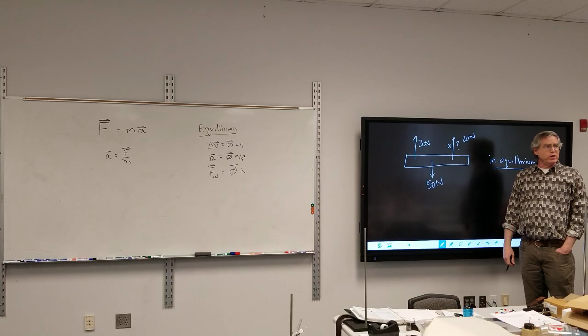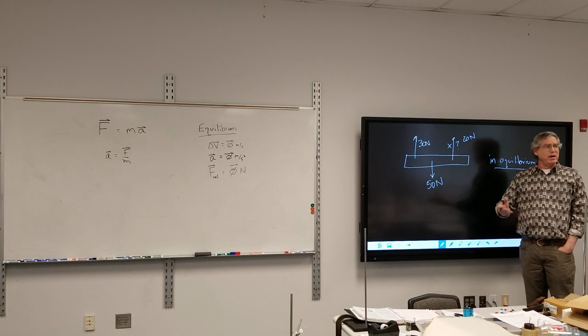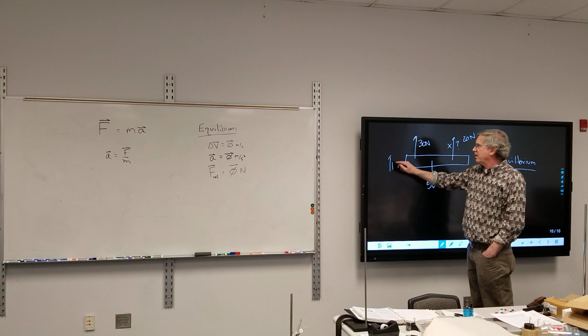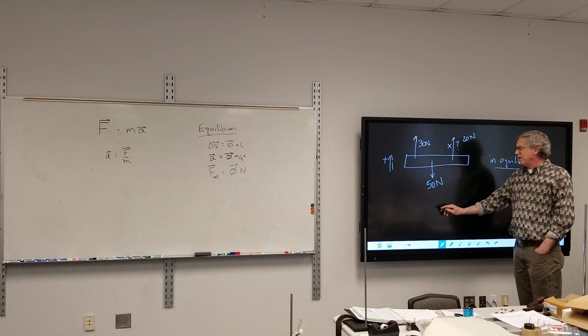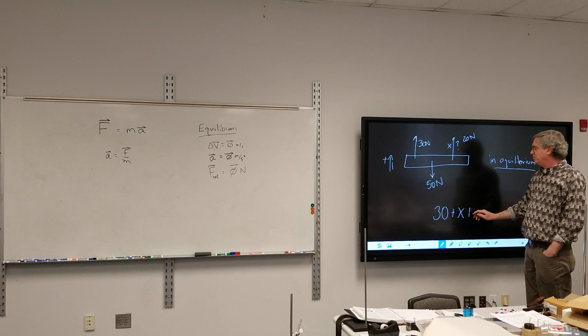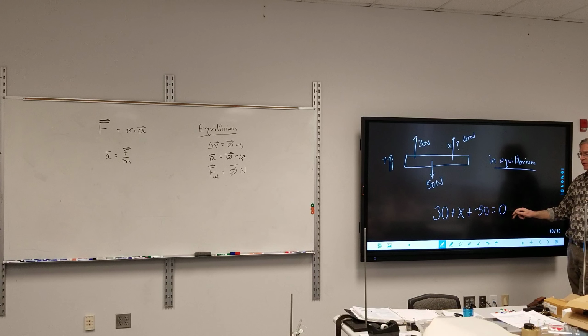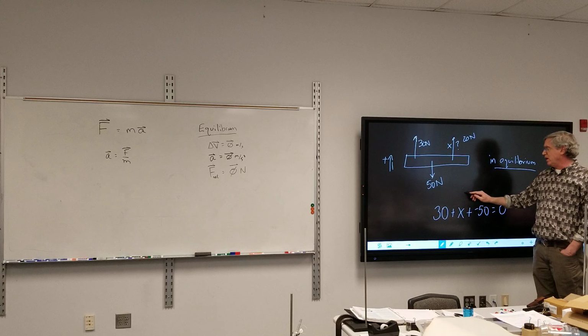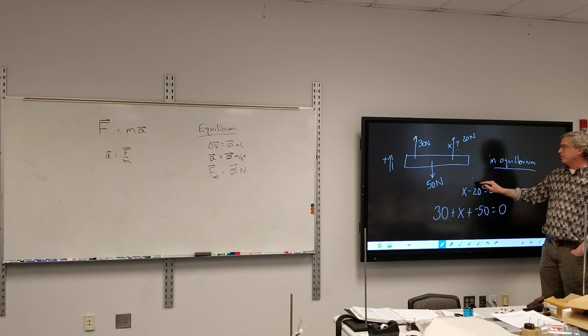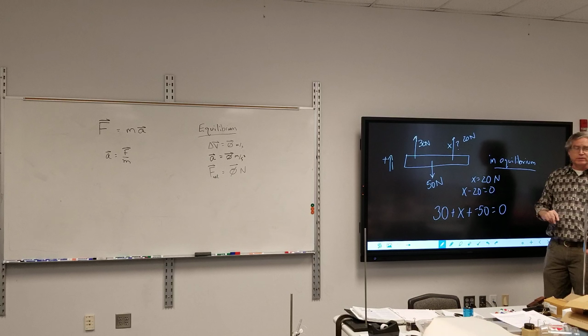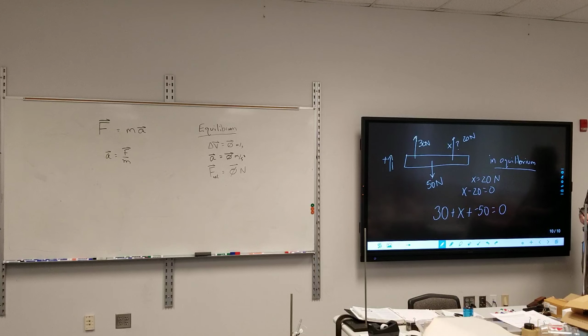I'm going to establish a positive direction. I can make up positive or I can make down positive, it doesn't matter, I'm just going to pick one. I'm going to make up positive, so I have 30 plus X plus, well, 50 is going down, so that's negative 50, equals 0, because I know the total force has to be 0. If I combine those two, I have X minus 20 is equal to 0, and then solving for X, X is equal to 20, and then tack on the units at the end. Please don't forget units. This is the same problem, just solved making it look more math-like.